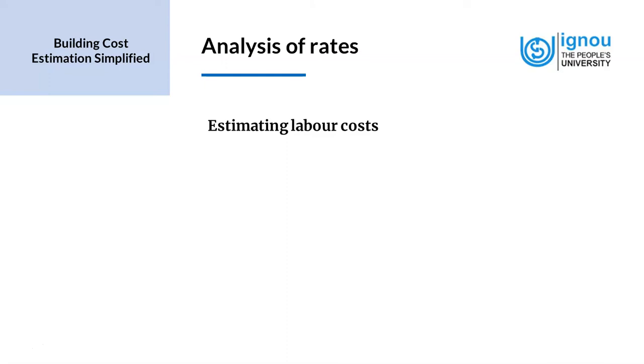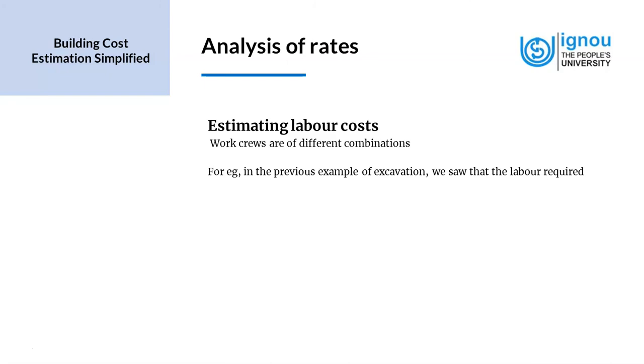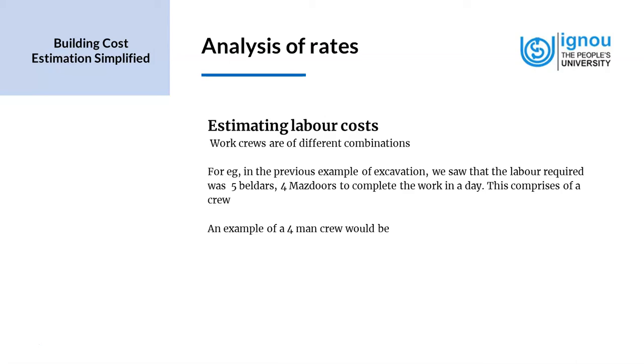Estimating labor costs. Work crews are of different combinations. For example, in the previous slide, where we saw an example of excavation, we saw that the labor required was 5 beldars, 4 mazdoors to complete the work in a day. This comprises a crew. An example of a 4-man crew would be 1 foreman, 1 journeyman, and 2 laborers.